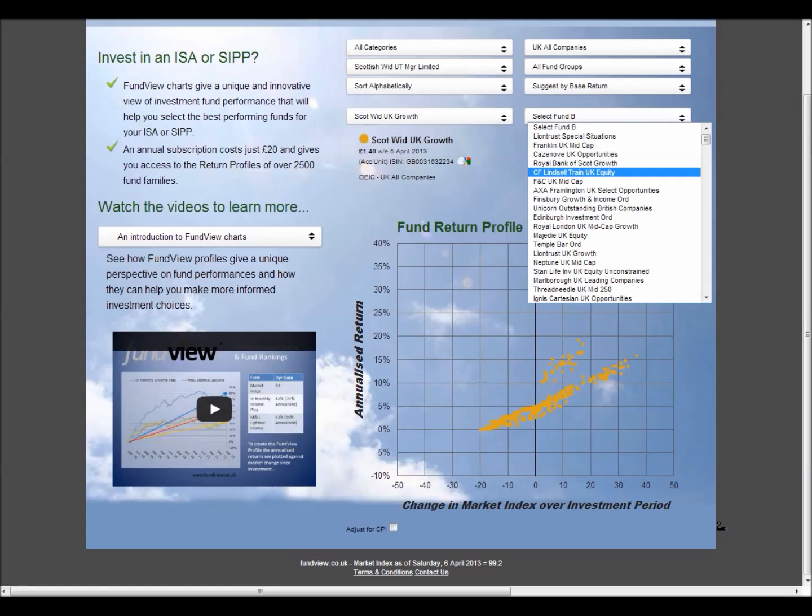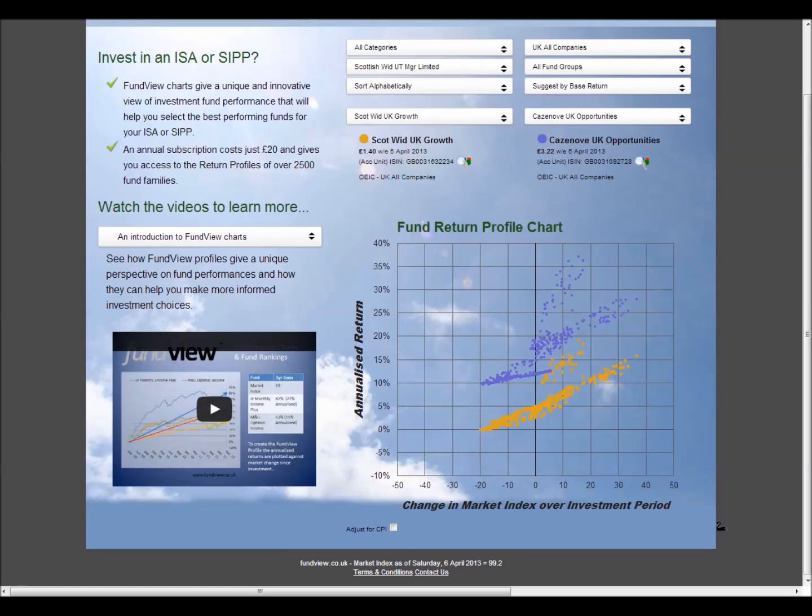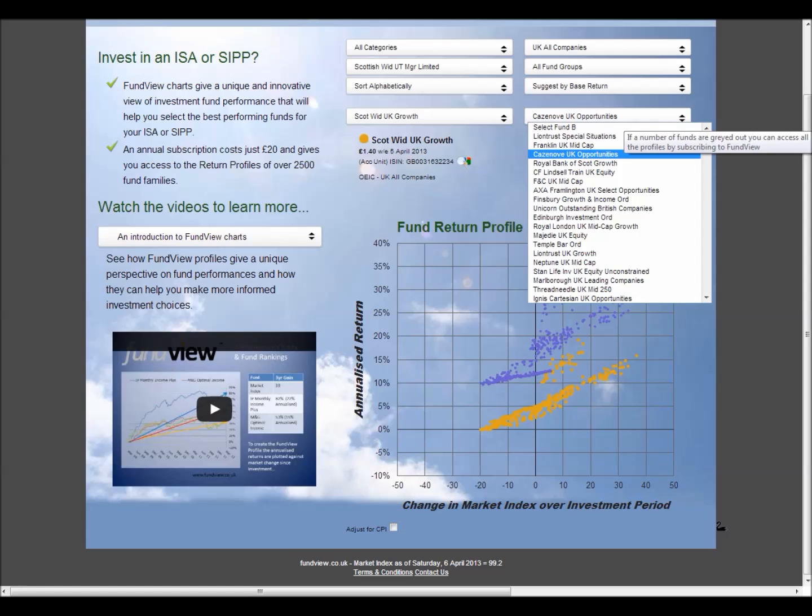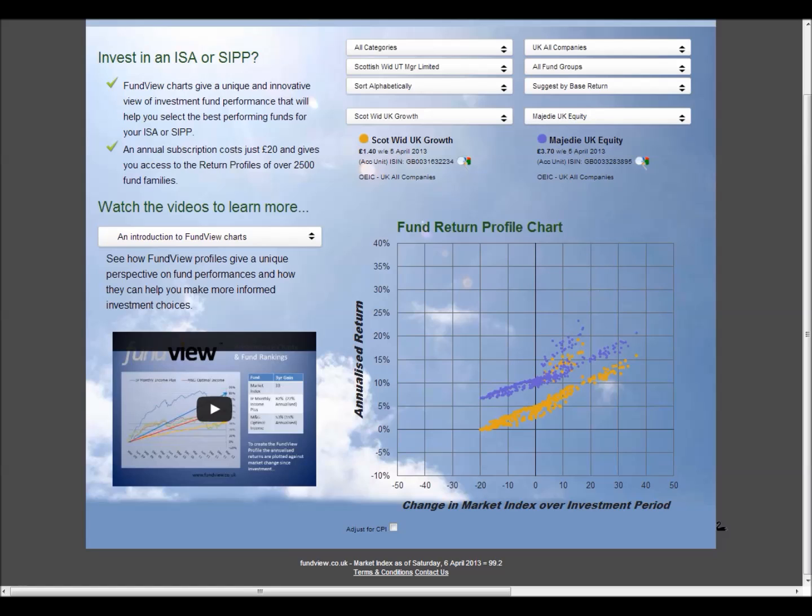The first fund we'll look at is the Cazenove UK Opportunities Fund. You can see the results plotted in blue. The returns are much better, but there's a greater spread of returns, indicating a less consistent performance. Now, you might be quite happy to trade off this variation for the potentially higher returns, but let's look at another candidate, the Majedie UK Growth Fund.